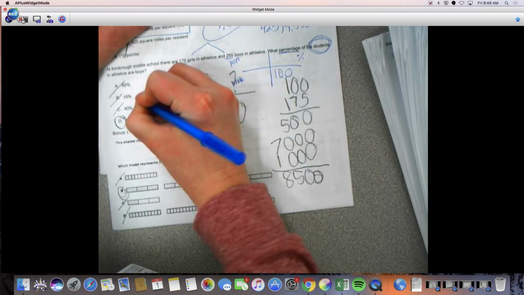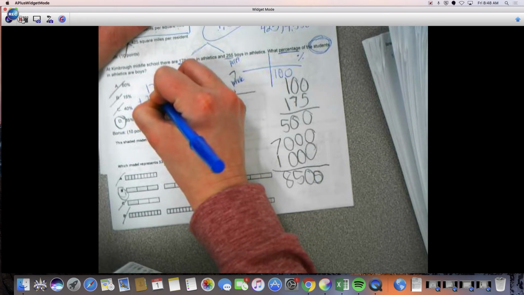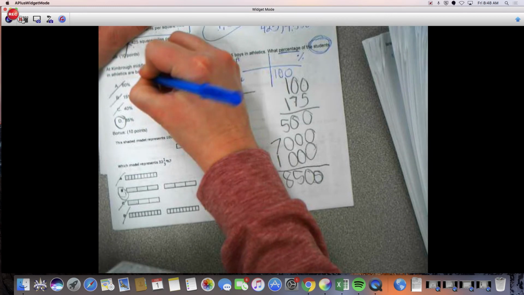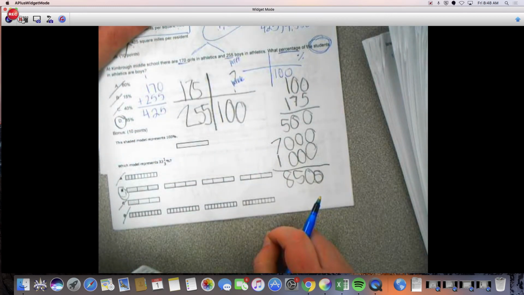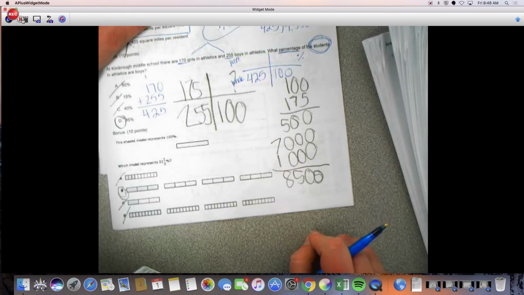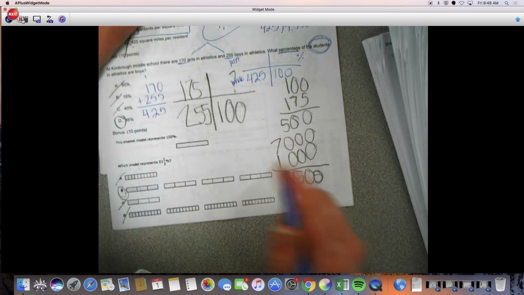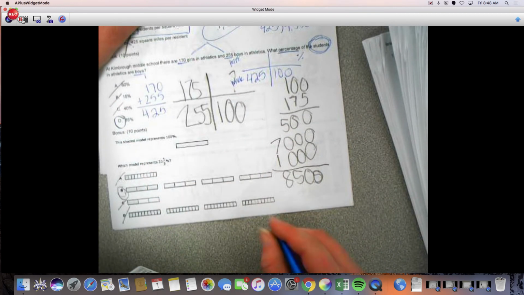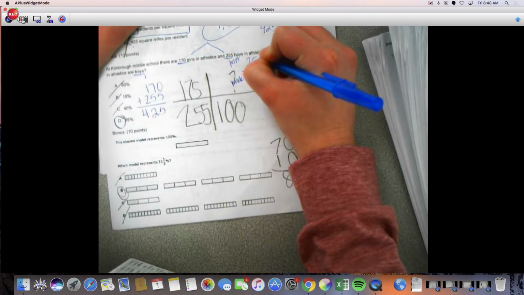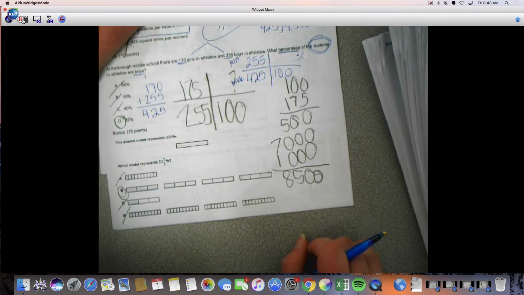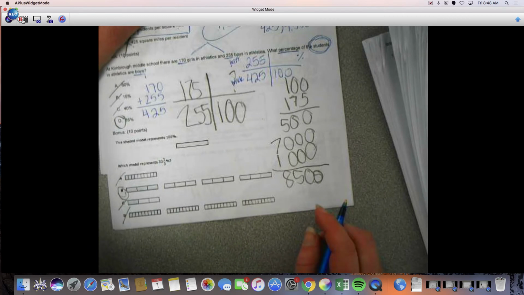170 plus 255 equals what? 425. What's my part? 170. Boys. How many boys did we have? 255. Now what do we have to do? Cross multiply and divide, right?